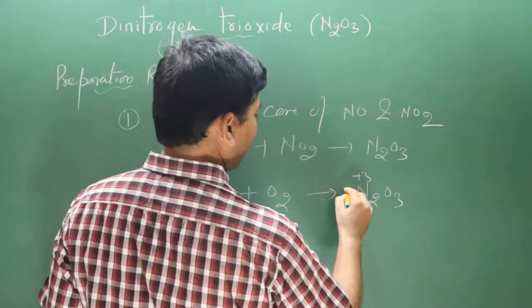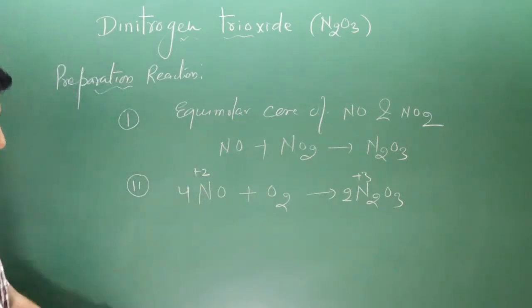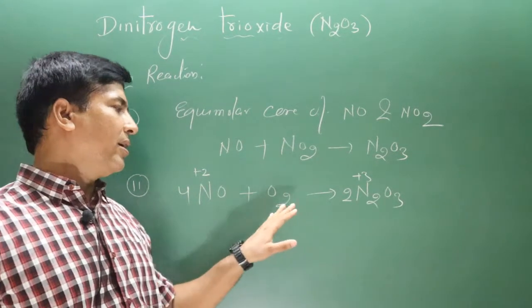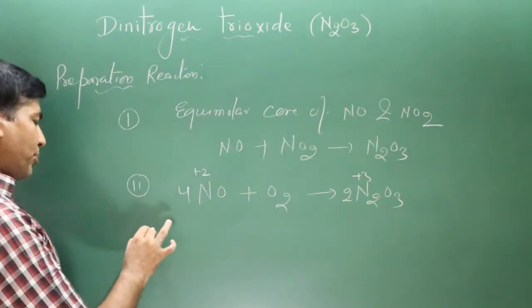Odd number of oxygen, multiplied by 2. Nitrogen multiplied by 4. Balance oxygen: 4 oxygen plus 2 oxygen is equal to 6 oxygen. Equation is balanced. Now we move on to the third preparation reaction.